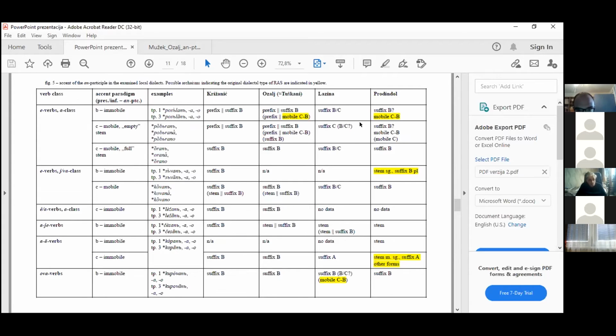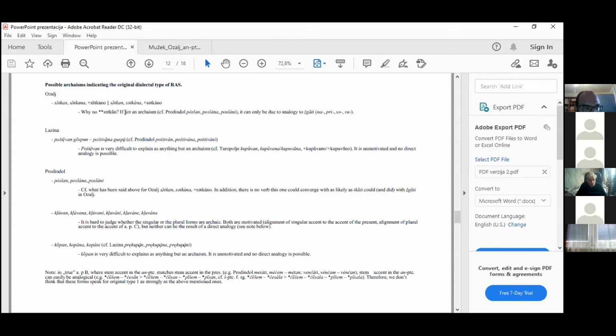So we tried to find forms which may speak for the original dialect types of the rightward accent shift, which might be archaisms because they are hard to explain as analogies. They are marked in yellow here. So first, in Ozalj, there's the verb setkati, to weave, which seems to lack accent on the suffix entirely. It can be accented on the prefix, like sitkan, sitkana, sitkano, or it can have a kind of mobile accent, sitkan, sitkana, sitkano. And we ask why there is no sitkan.